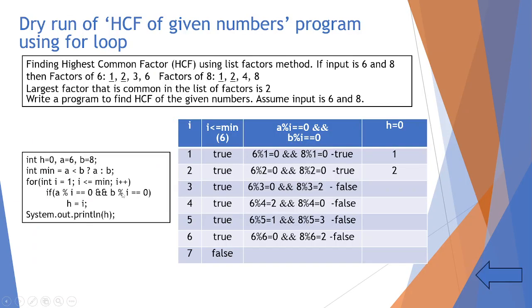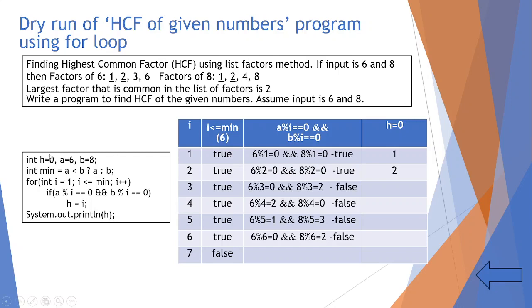Now, HCF program. Finding highest common factor. Let's suppose there are two numbers, 6 and 8. 6 factors are 1, 2, 3 and 6. And factors of 8 are 1, 2, 4, 8. Now, common factors are 1 and 2 for both of them. Means it should be a factor of 6 and a factor of 8, and both of them should be true. Logical and expression. And the largest is not 1, it is 2.